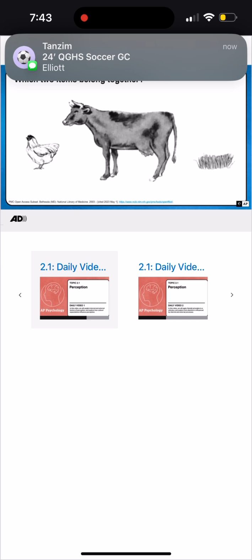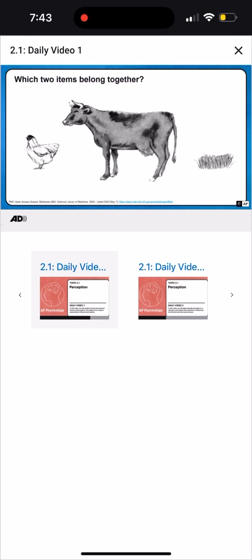Starting from left to right, there's a chicken, there's a cow, and there's grass. Psychologists have found cultural differences in the way we think and process information. In general, Eastern cultures process information holistically, based on context and relationships. Children from Eastern cultures tend to group the cow and grass because the cow eats grass. In general, Western cultures process information analytically, focusing on objects and forming categories. Children from Western cultures tend to group the chicken and cow because both are animals.